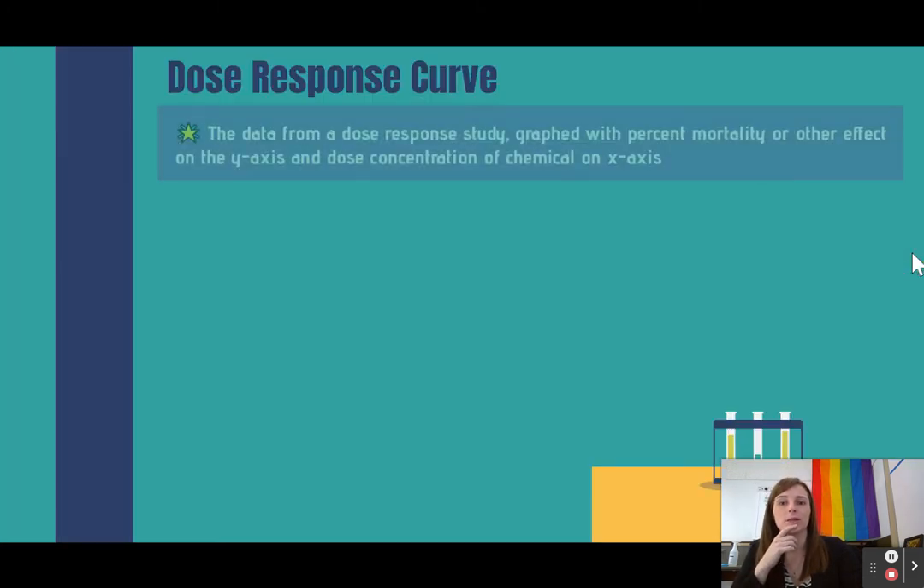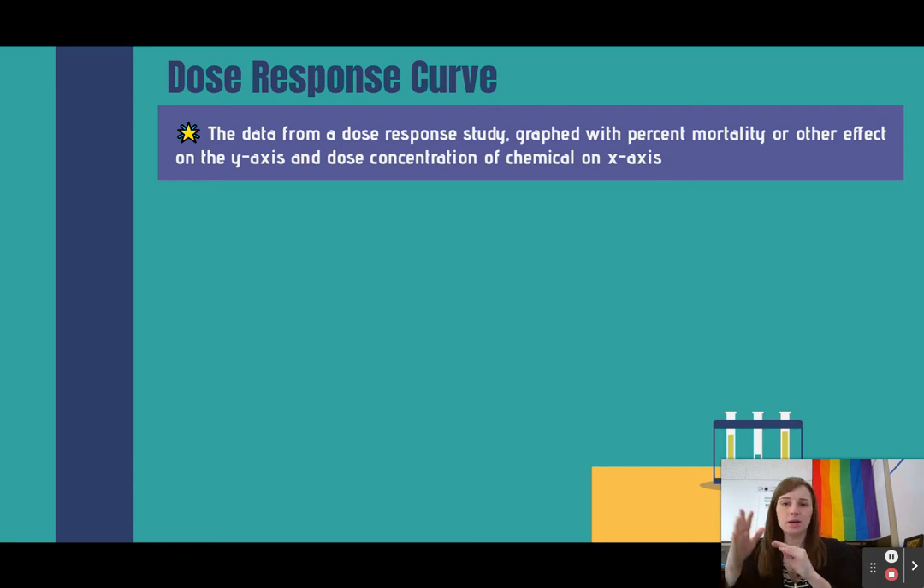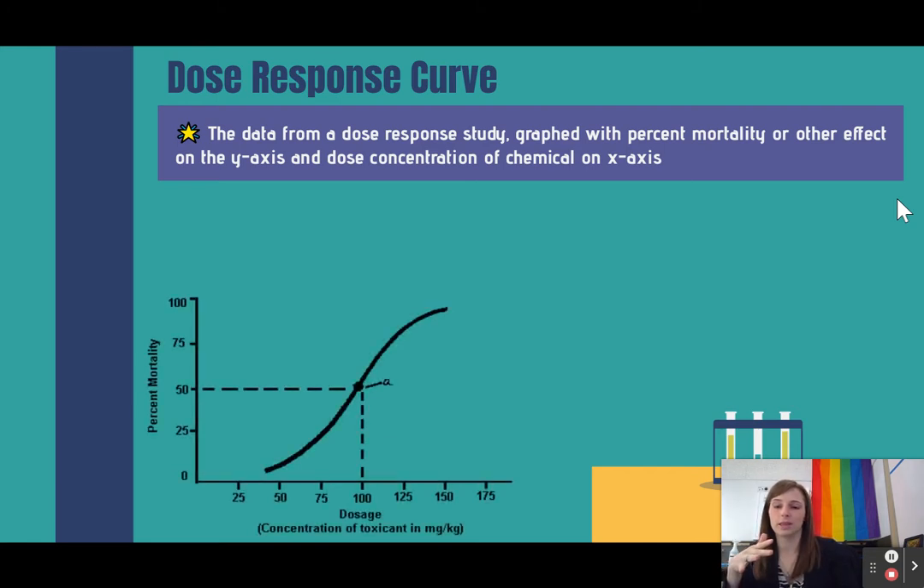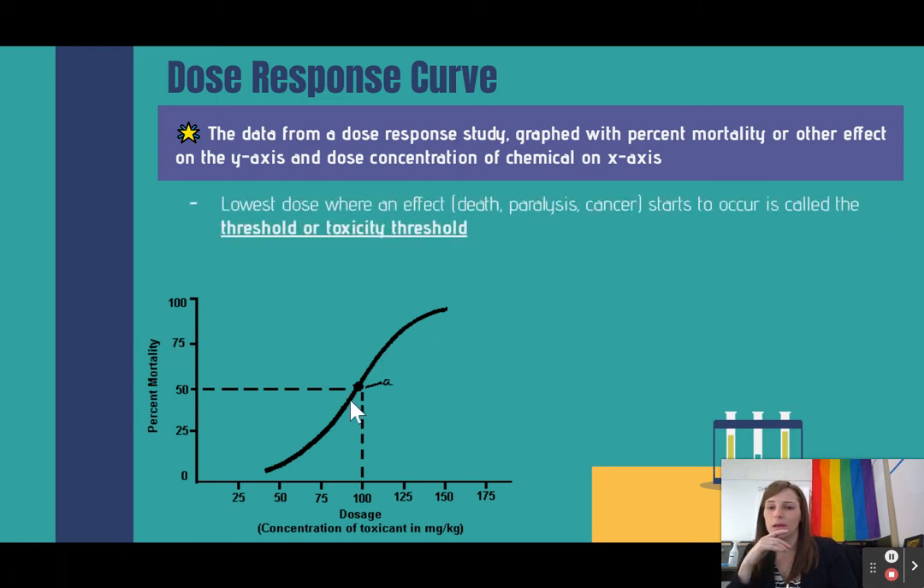So what is a dose response curve? This is a curve where we are graphing the data, with the percent mortality on the y-axis and the chemical concentration on the x-axis. And it's going to look like this. On our x-axis here, we have the dosage, and on the y-axis, we have the percent mortality. A lot of times we're going to be getting this data in a dose response curve, so I want you to know how to look at it.